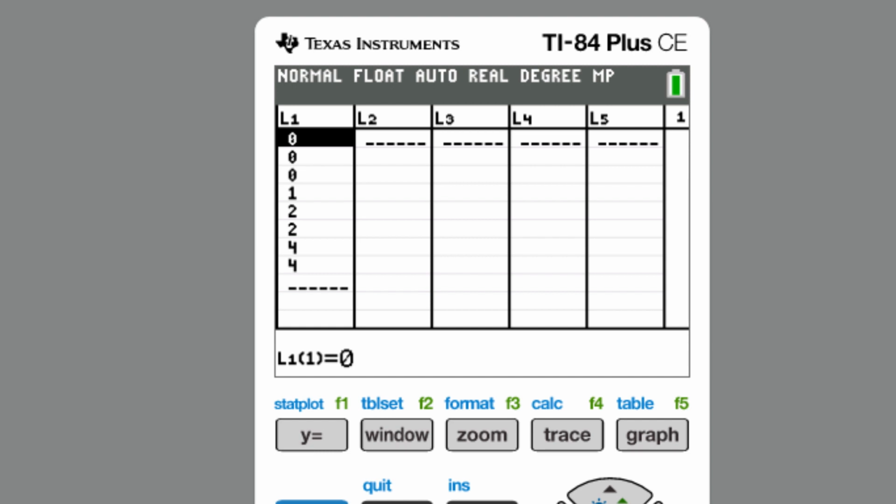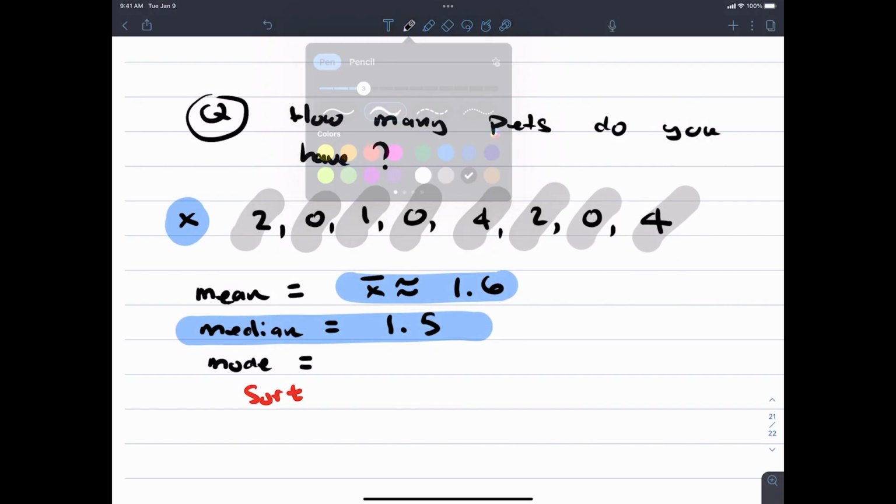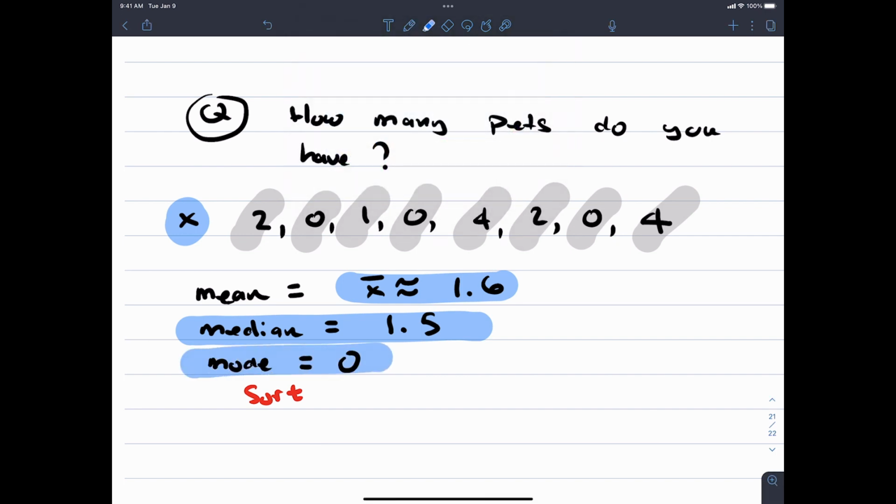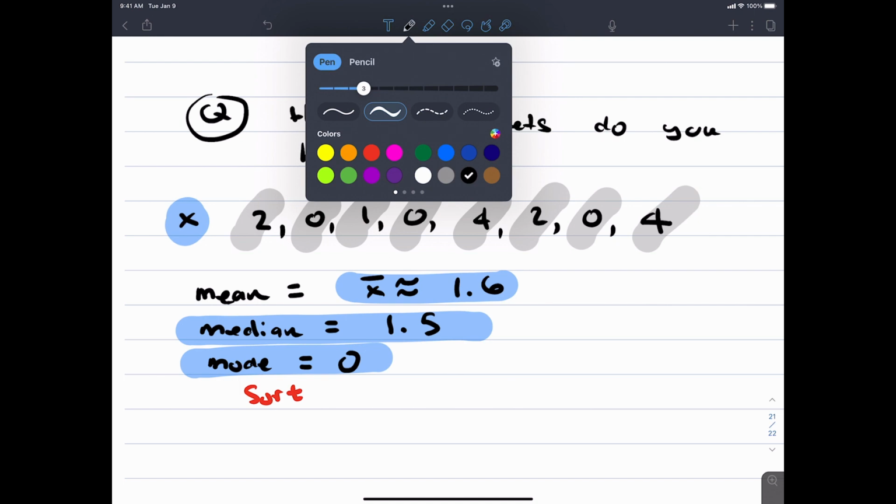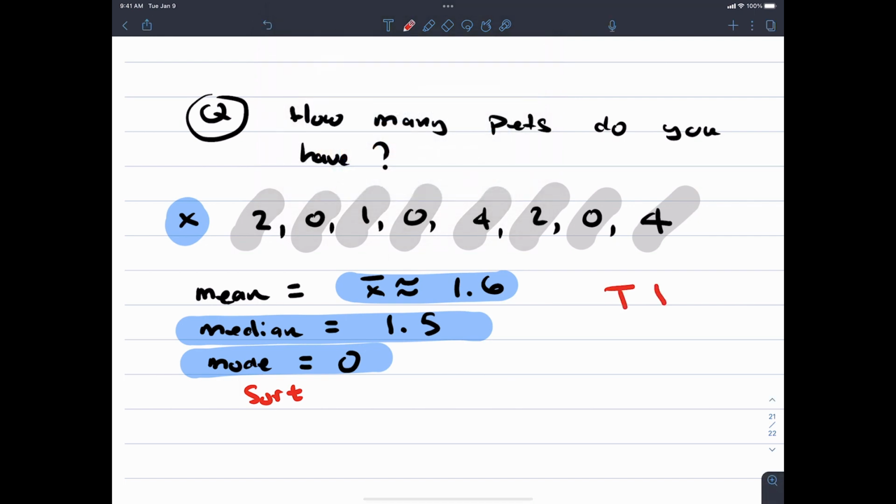So what's the mode, the most popular data value? It's going to be what? 0. And ladies and gentlemen, guess what you just did? You found the mean, median, and mode using the TI calculator. Easy breezy, lemon squeezy. All right, you guys okay with that? Okay. What do you guys think?